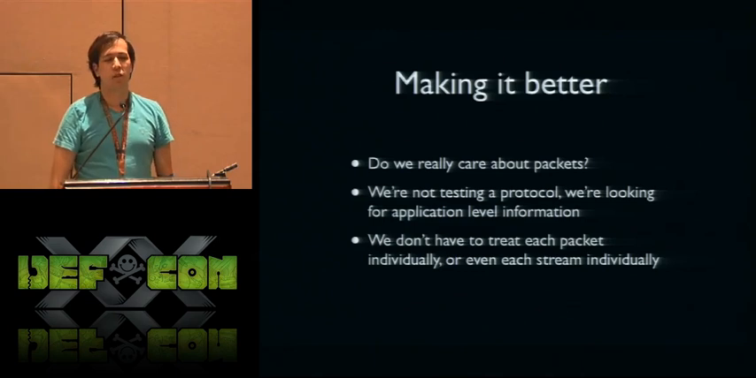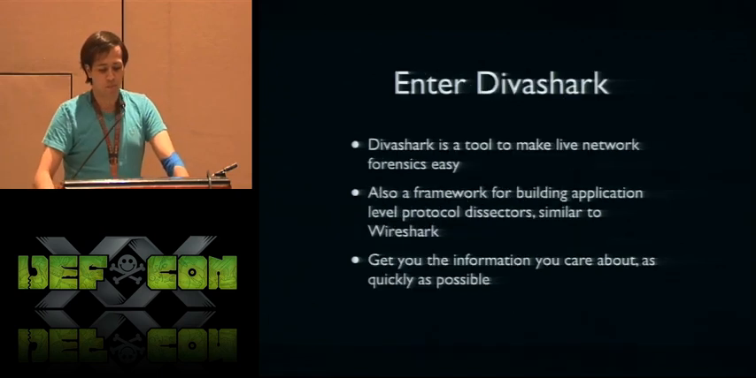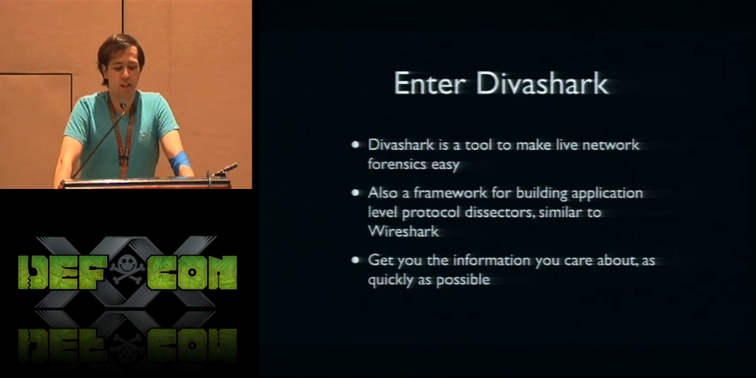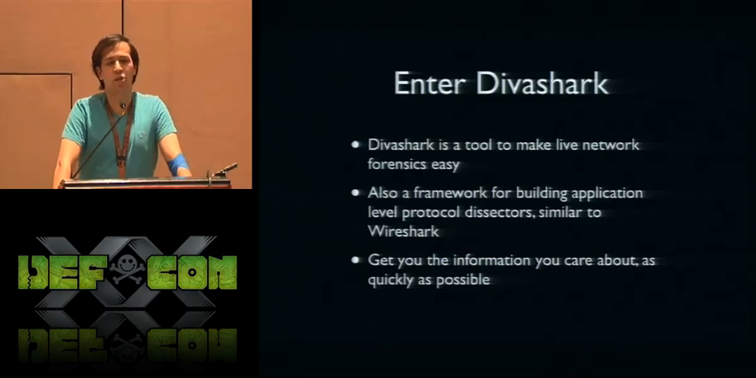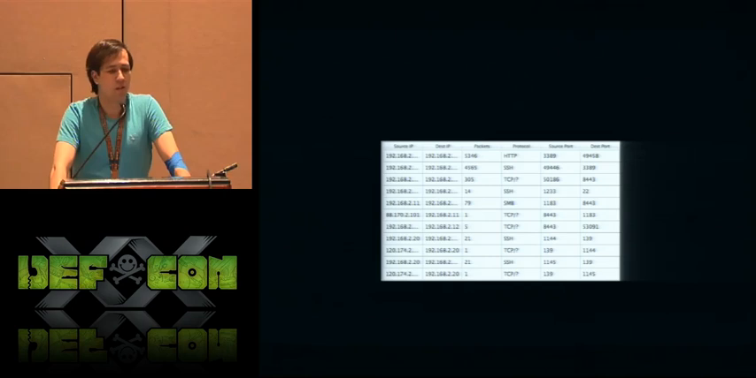There's a lot of information that you can coalesce from a few different requests to the server. So this is where DivaShark comes in, and it's a tool to try to make this live network forensics easy. In addition, it's also a framework so that we can build application level protocol dissectors and classifiers similar to DivaShark, but that don't care about the low level details. The idea is really to get you the information that you want as quickly as possible without getting bogged down in small details.